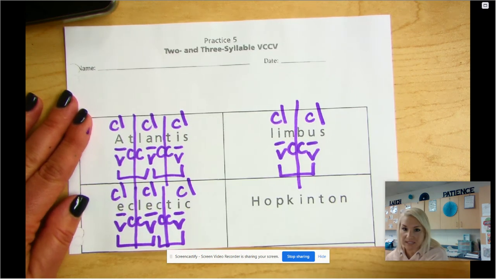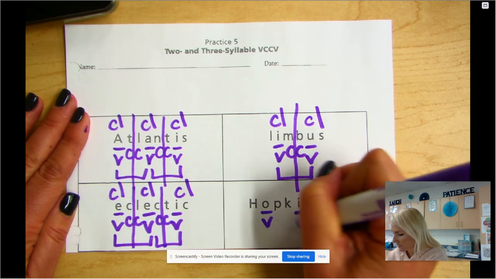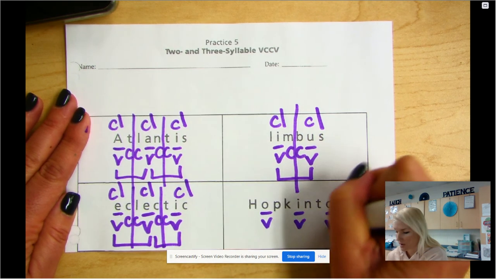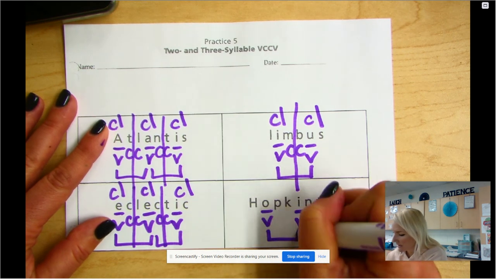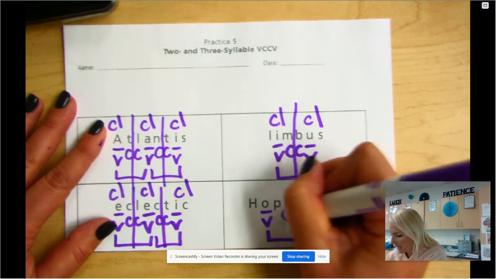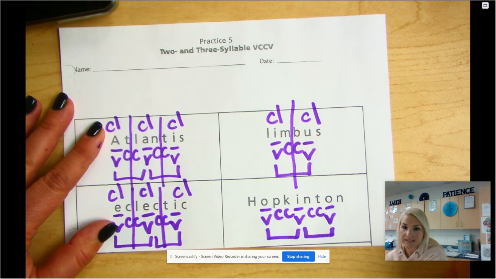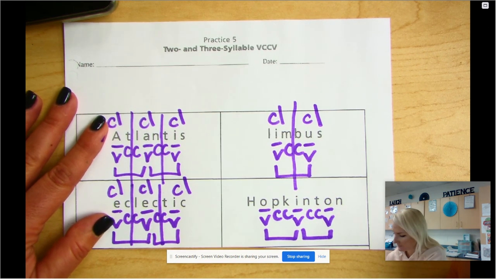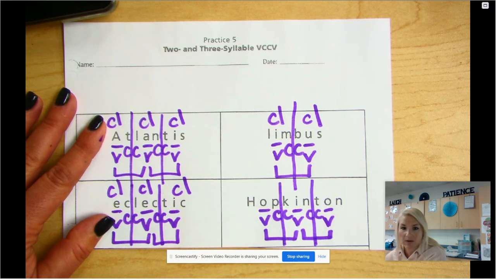I'm going to first find and label my vowels. O, I, and O. Next, I'm going to draw the bridge between these. So I have 2 bridges, and now I have to see how many consonants I have between my bridges. I have 1, 2, and 1, 2. Now I know exactly where to divide with a VCCV pattern. Right down between the consonants. And now I can read out loud the syllables.